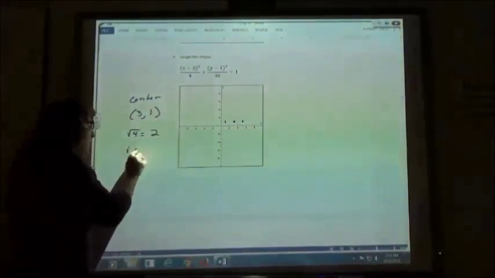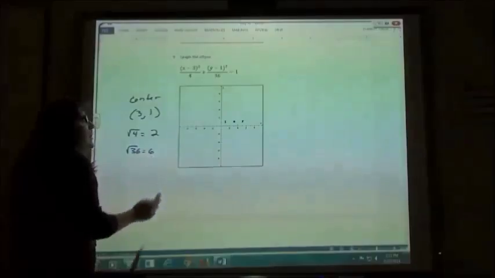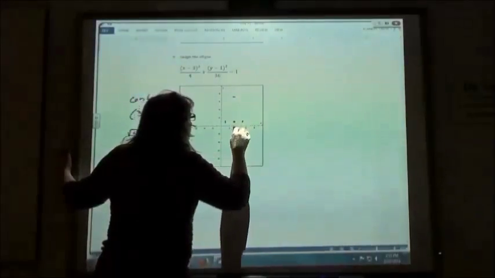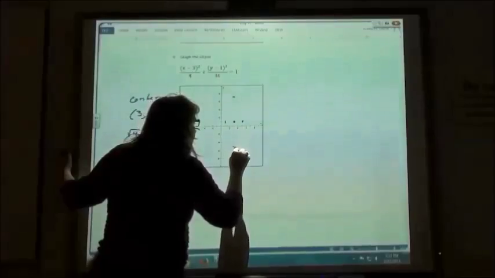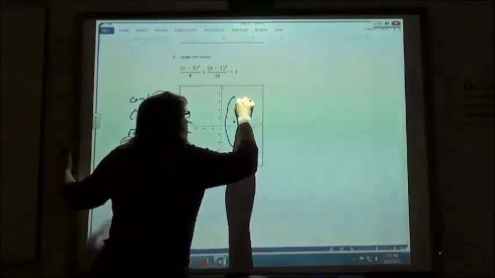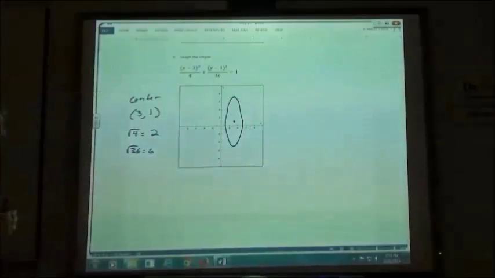Here I'm going to do the square root of 36, which is 6. So I'm going to go 6, 1, 2, 3, 4, 5, 6 up, and 1, 2, 3, 4, 5, 6 down. And this time my ellipse is going to look something sort of like that.